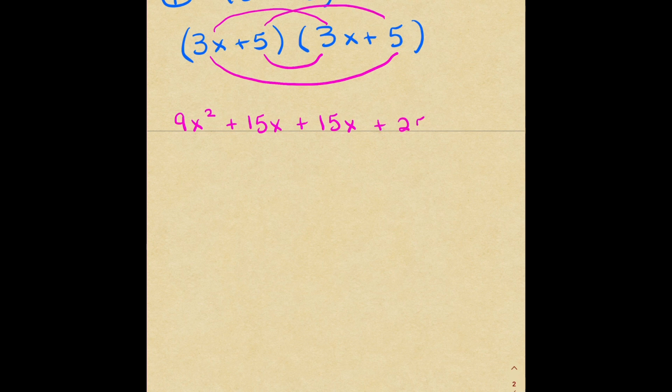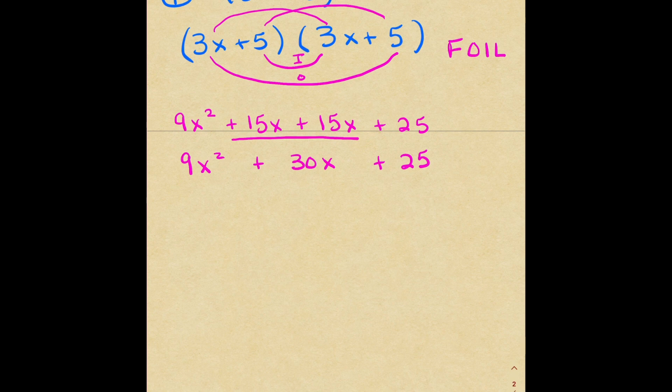Now notice I used FOIL, but I'm expecting that you know what I'm talking about from the last lesson. What happens next is that we see that the outer and the inner are exactly the same. And so we're just going to have the outer and the inner times 2. And so we're going to end up with 9x squared plus 30x plus 25.